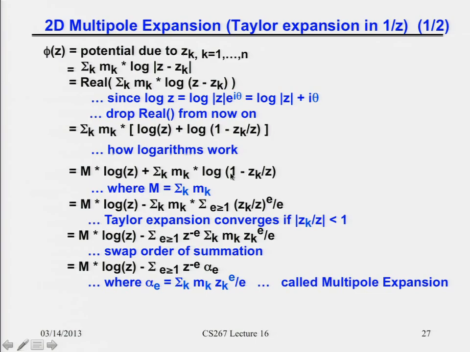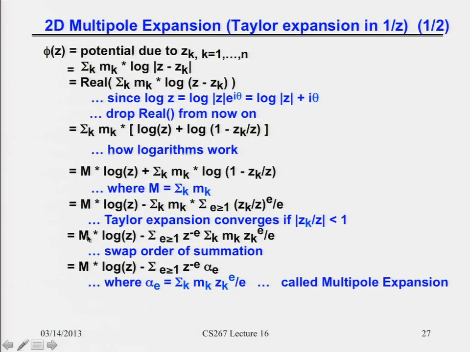So it's the mass times this logarithm of 1 minus a tiny number, right? Because I'm only going to use this when z is very large, very far away compared to all the particles. So now I have to use, remember calculus, what is the Taylor expansion of log of 1 minus a tiny number? And there it is. It's the sum of zk over z to some power e, over e. So that's just the Taylor expansion of log of 1 minus a tiny number from there to there. And so let me now swap the order of summation. And I'll write down the Taylor expansion for the whole thing.